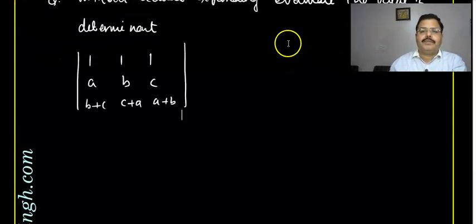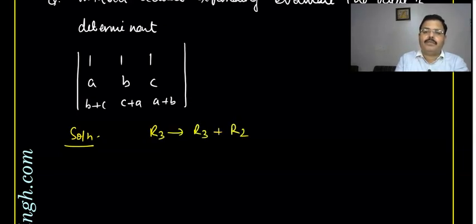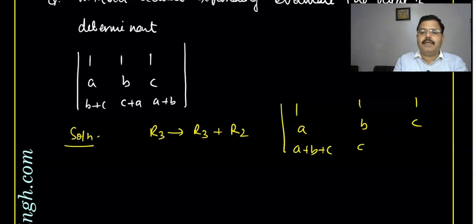So here we can write the solution using the property that R3 goes to R3 plus R2. In that case, what will happen? This will be 1, 1, 1, then A, B, C, and since R3 is going to change to R3 plus R2, B plus C plus A will be A plus B plus C. That will also be A plus B plus C, and that will also be A plus B plus C. Now, if I take A plus B plus C common, then this will also be 1, 1, 1.